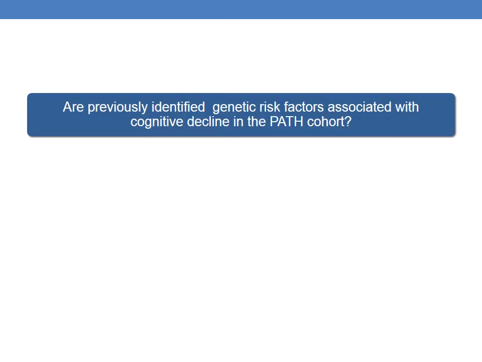So ApoE isn't the only gene that's going to be associated with cognition. As I said earlier, a number of putative risk genes have been identified. It's just that the majority of these haven't been replicated, and the evidence for these remains inconclusive. So the second research question associated with my PhD project is to identify whether other putative genetic risk factors are associated with cognitive decline in the PATH cohort.